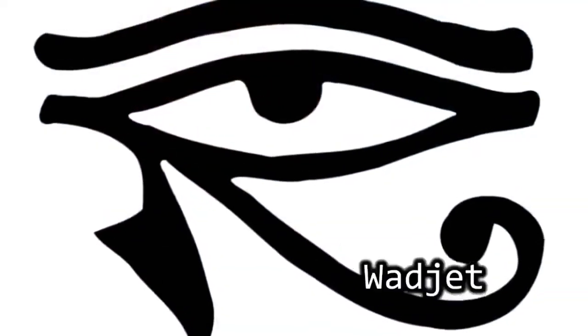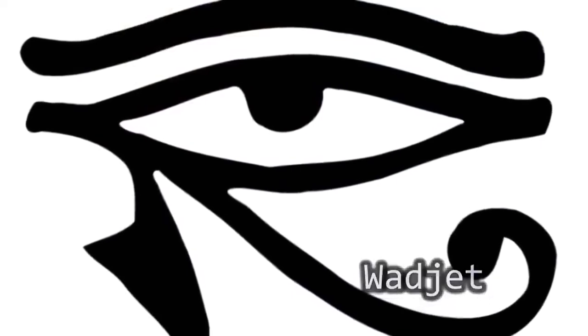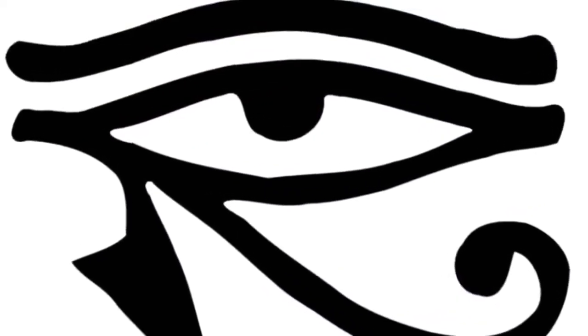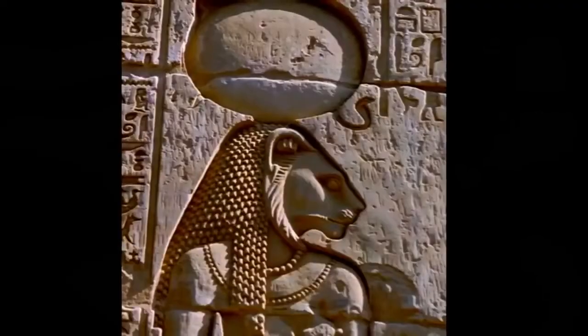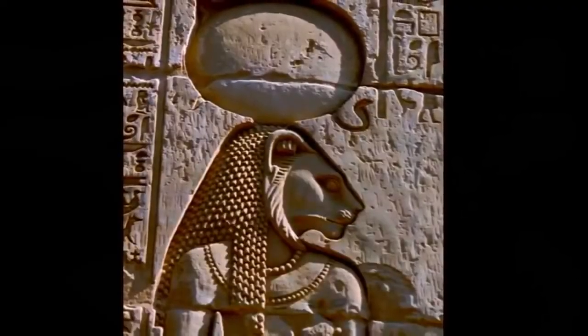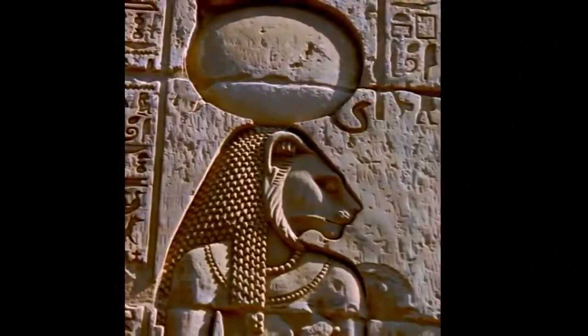The Eye of Horus, or the Wadjet, is an Egyptian symbol of protection. The Wadjet was commonly associated with the Egyptian goddesses Bast, Hathor, and Sekhmet. Sekhmet, who is also known as the Eye of Ra, was typically spoken of as an ultimate weapon.